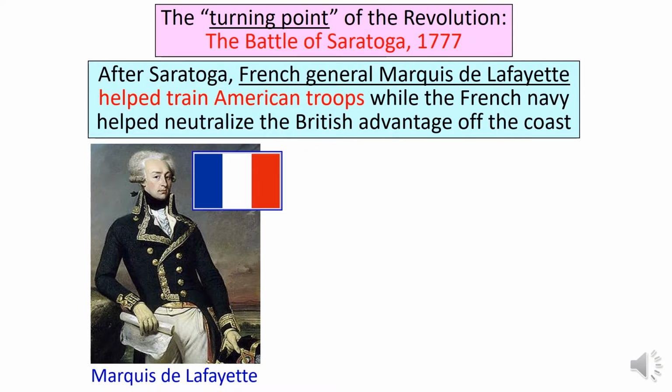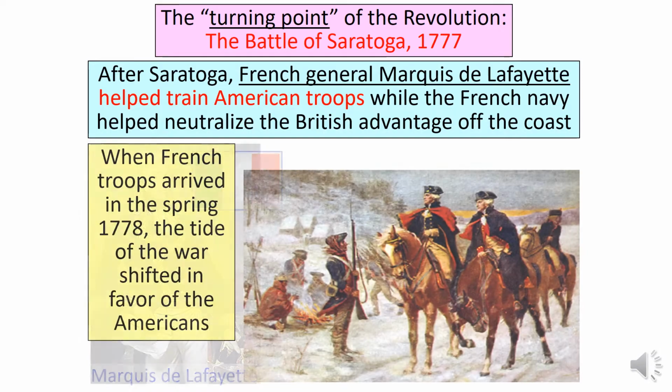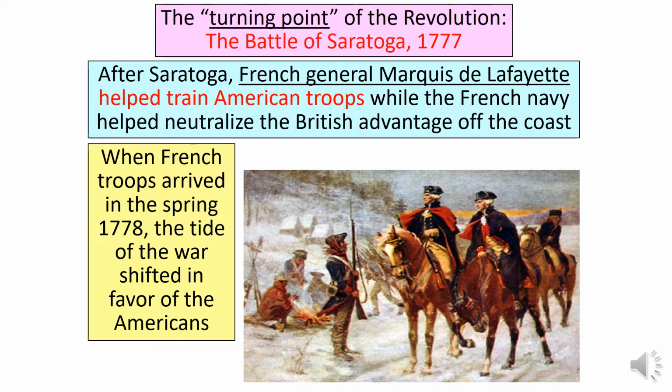Okay, so after Saratoga, French General Marquis de Lafayette helped train American troops while the French Navy helped neutralize the British advance off the coast. So again, the French are going to get involved after they see, hey, the Americans might actually be able to win. They had this major win at the Battle of Saratoga. Now we're going to give them our help. We're going to give them our troops. We're going to give them our officers to help them. We're going to give them our navy to help fight the British. When French troops arrived in the spring of 1778, the tide of the war shifted in favor of the Americans.